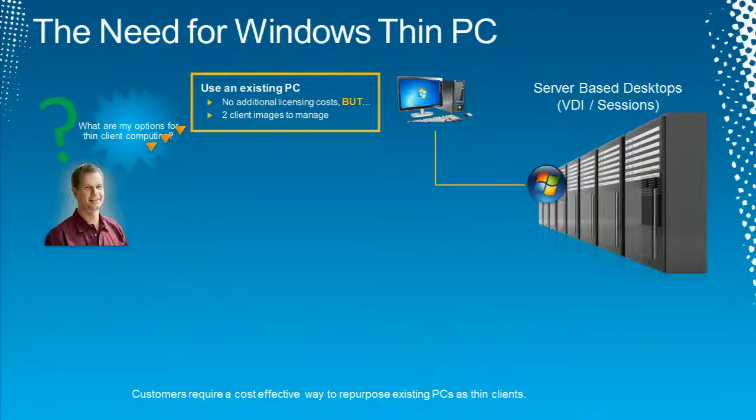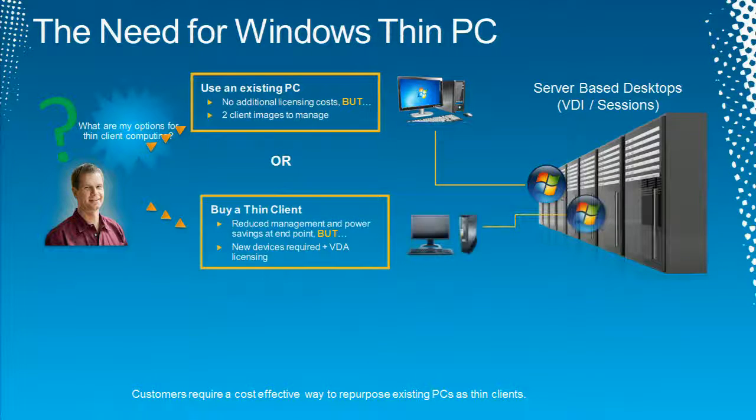Right? I mean, it's great. No additional licensing costs, no new devices to buy. But now you have two images to manage per user, a local image and a remote image, right? Doubles your management overhead. And I'm sure that's one of the reasons you wanted to move to this architecture in the first place, is to reduce your management costs. Your other option, and we established this, is to buy a thin client. Reduce management, longer life, greater security, but you do need the new devices.